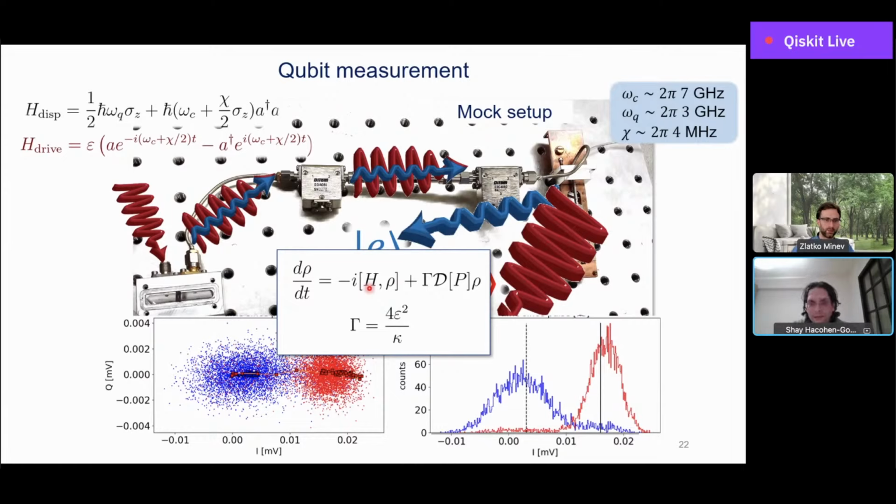What's the kappa in all this? Kappa? Yeah. Right. So kappa is 150 kilohertz. I'll get to that in a moment. And this brings me to the next point.